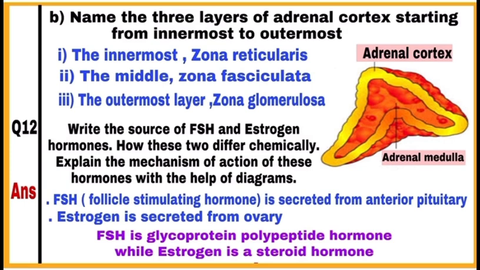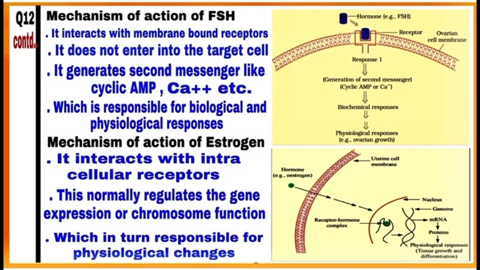Question number 12. Write the sources of FSH and estrogen hormones, how these two differ chemically. Explain the mechanism of action of these hormones with the help of diagrams. FSH is follicle stimulating hormone secreted from anterior pituitary and estrogen is secreted from ovary. Chemically, FSH is glycoprotein polypeptide hormone and estrogen is a steroid hormone. Now check the mechanism of action of FSH.